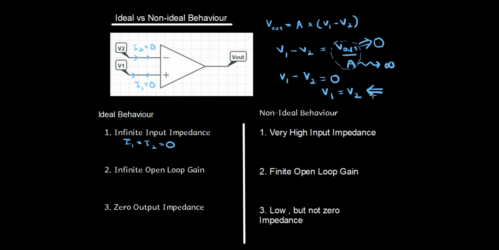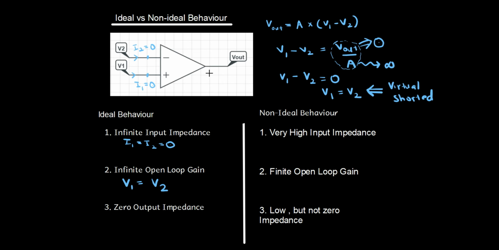So this property of the operational amplifier, where the non-inverting input is equal to the inverting input, is known as a virtual short. We say that it is virtually shorted, right? So the second property is, due to the infinite open loop gain, the voltage at the non-inverting input is equal to the voltage at the inverting input, right?